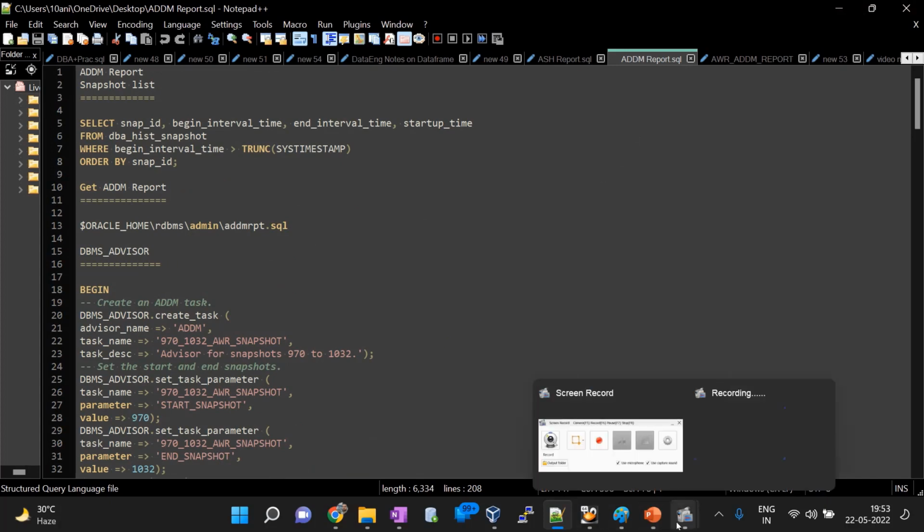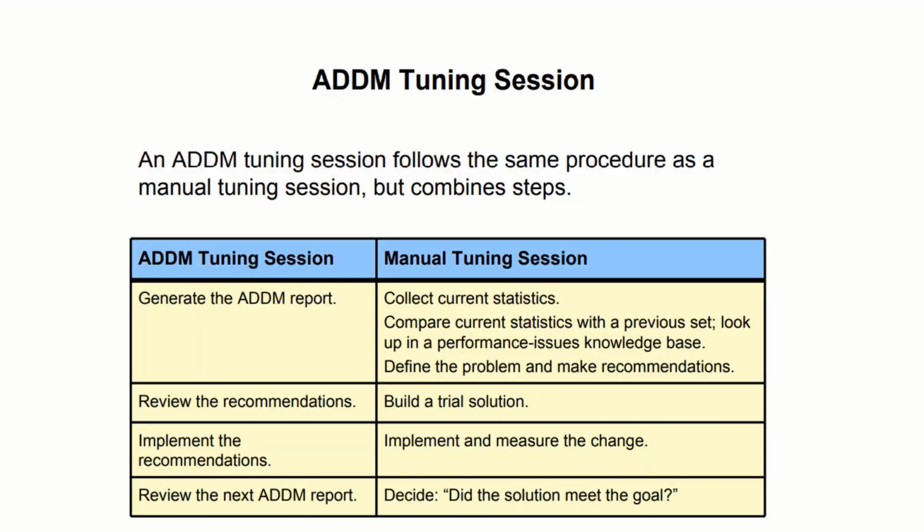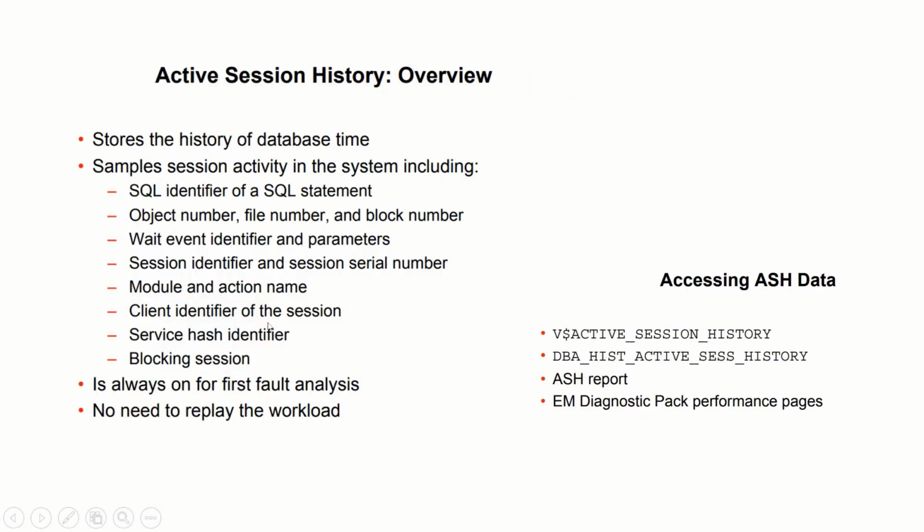Coming to our next section, that is the ASH report. What does ASH mean? ASH stands for Active Session History. Whenever you want the current session related issues or details, or the history of the sessions, you can get it with Active Session History.